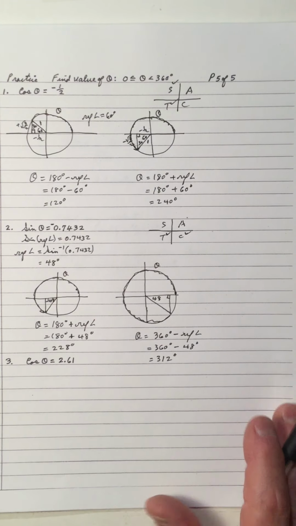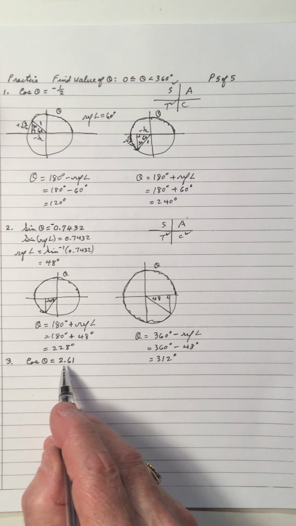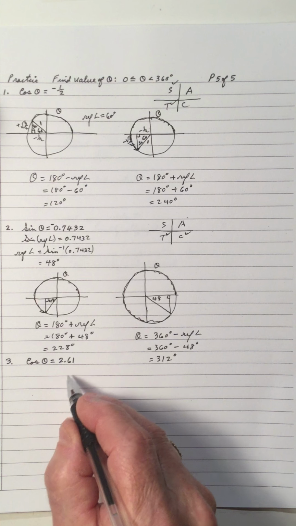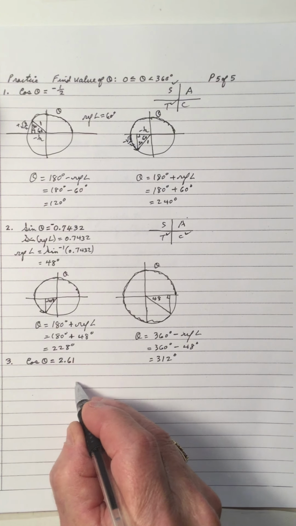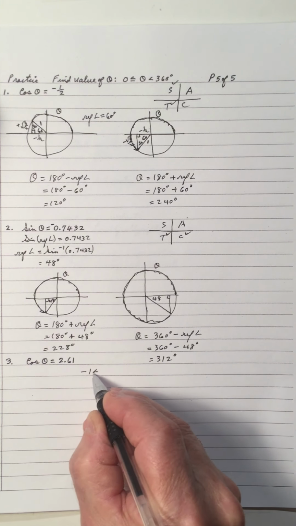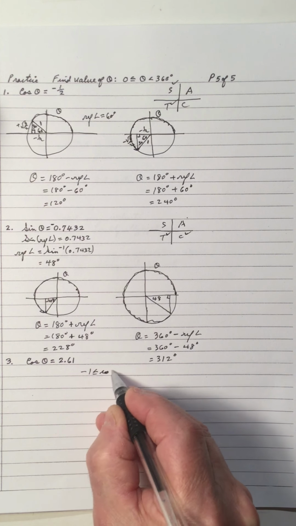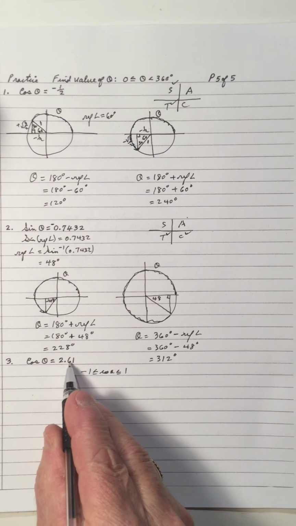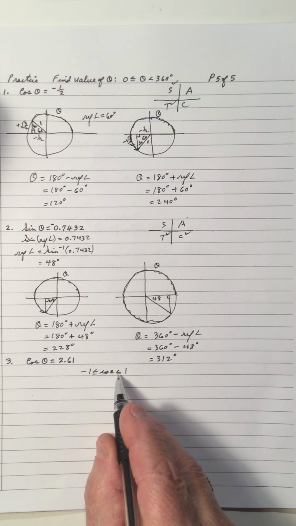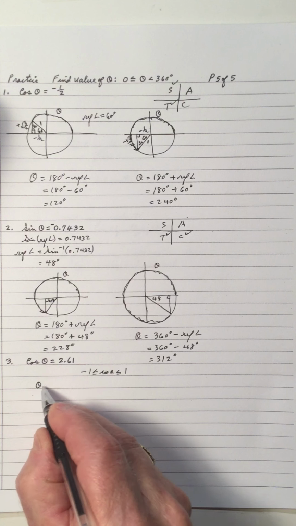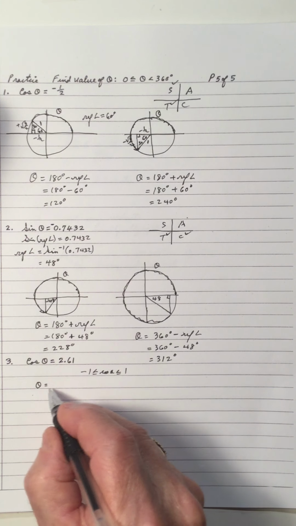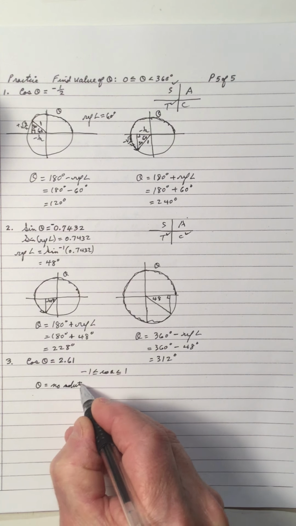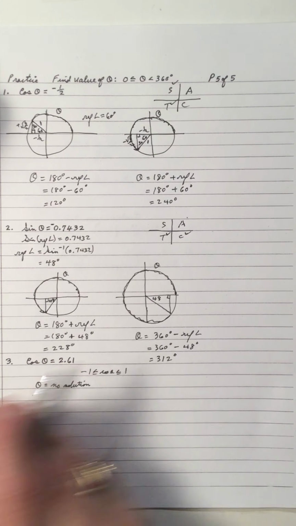And the last one, the cos is 2.61. Remember the cos and the sine: negative 1 is less than or equal to cos theta, which is less than or equal to 1. Notice 2.61 is not here. So that means for theta, there's no solution. You can't work this out because of 2.61.